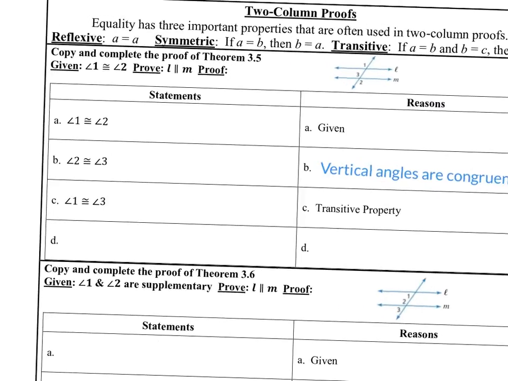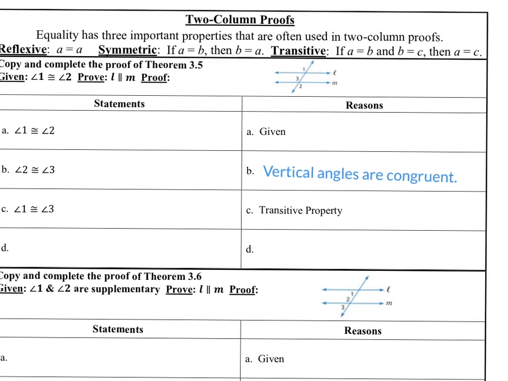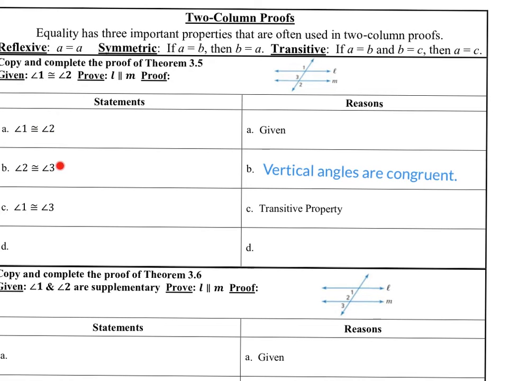The next thing brought up in our statement here is that, if angle 1 equals angle 2 and angle 2 equals angle 3, then the next thing to do is say, hey, angle 1 equals angle 3. And how do you know that? That's the transitive property. If A equals B and B equals C, then A equals C. So, if 1 equals 2 and 2 equals 3, then 1 equals 3. So that's the transitive property of equality.